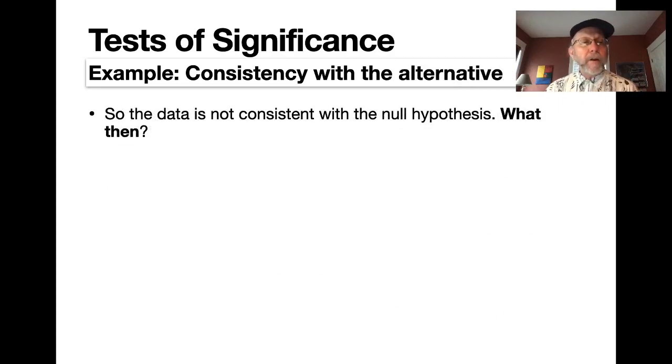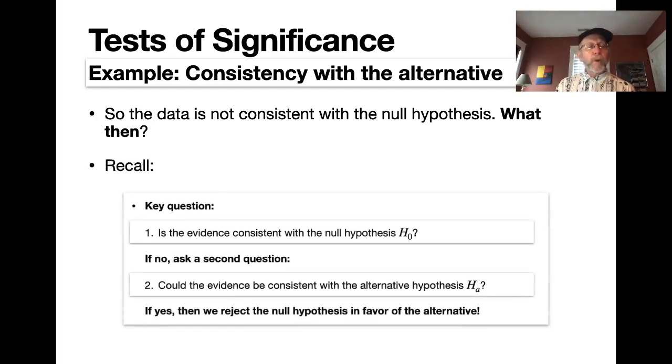So we've determined that our data is not consistent with the null hypothesis. What do we do with that? Well, recall from our previous slide, if our answer to the key question is that the data is not consistent with the null hypothesis, then we should ask a second question. Could the data be consistent with the alternative hypothesis? If the answer is yes, then we're going to reject the null hypothesis in favor of the alternative.